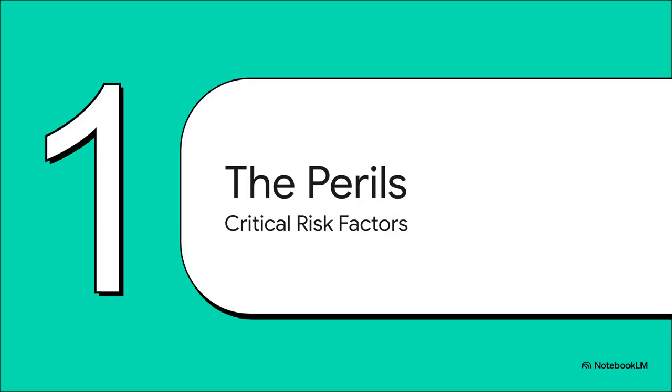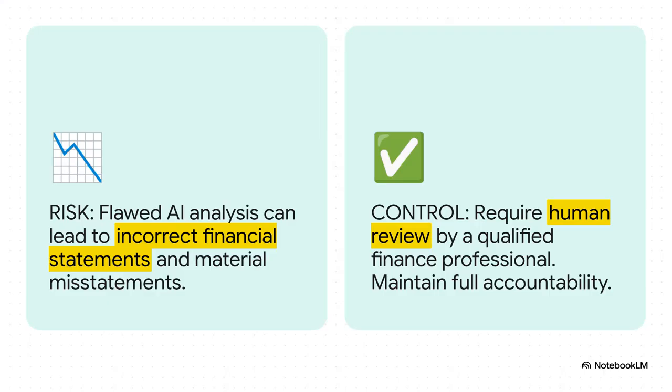To really get why this is such a big deal, we have to start by looking at the perils. And we're not talking about little hiccups here. We're talking about critical risk factors that could seriously impact the entire organization. Okay, first up, the risk of material misstatement. What's so important here is the straight line you can draw from a faulty AI analysis straight to a bad business decision, or even worse, incorrect financial statements.